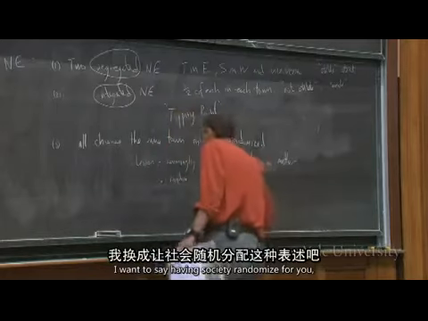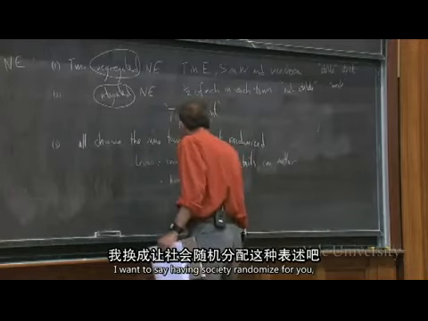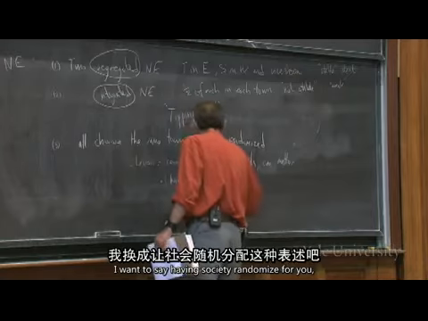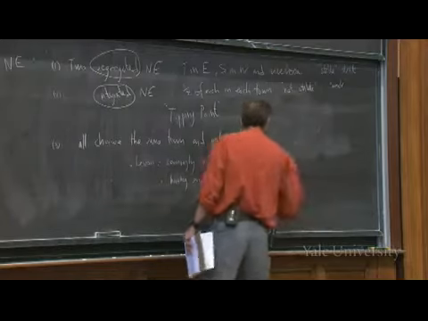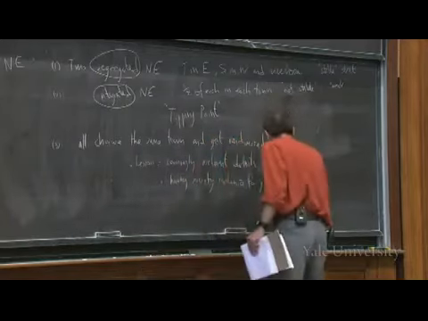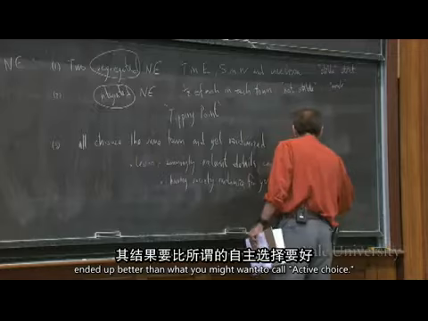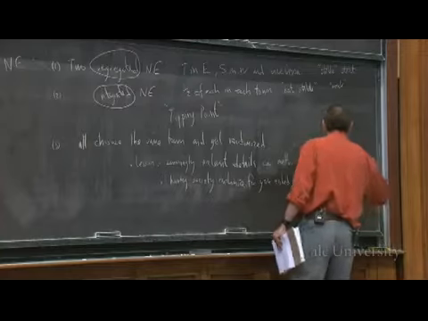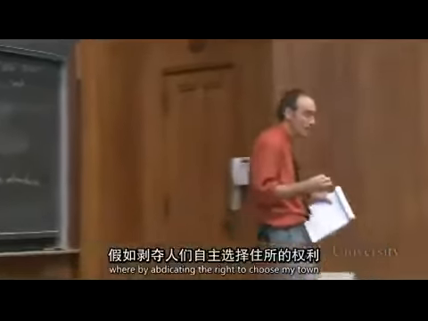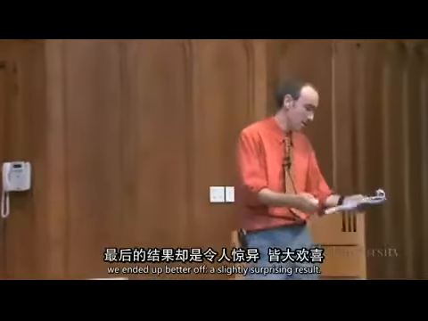Well, I don't want to say randomizing. I want to say having society randomized for you ended up being better than choosing. Ended up better than what you might want to call an active choice. Right, here's an example of a place where, by abdicating the right to choose my town and simply by all choosing east, having society randomized for me, we ended up better off.